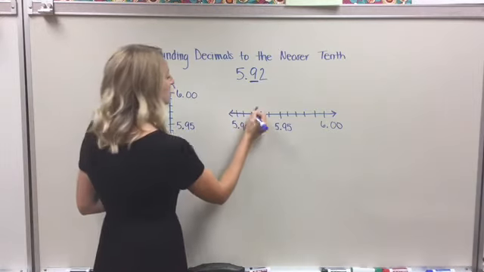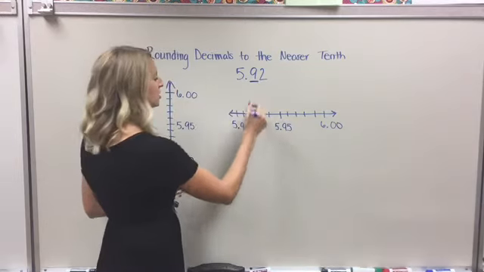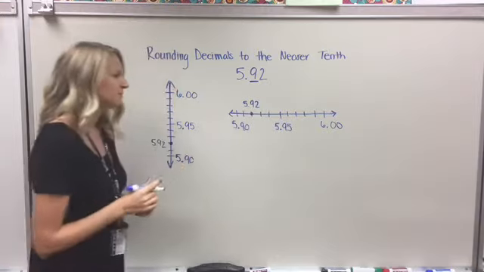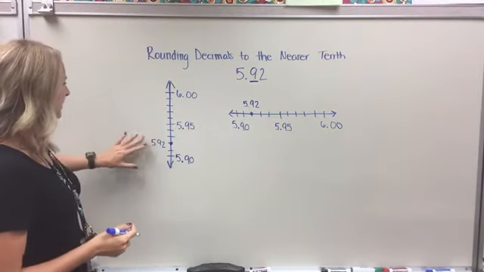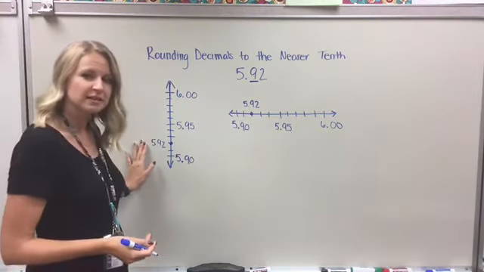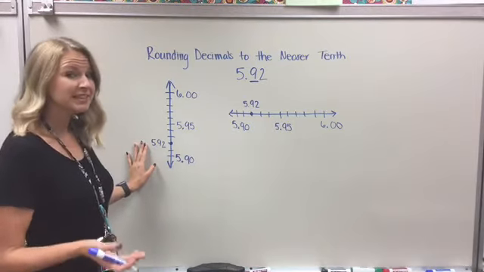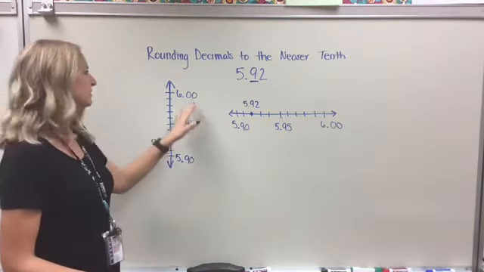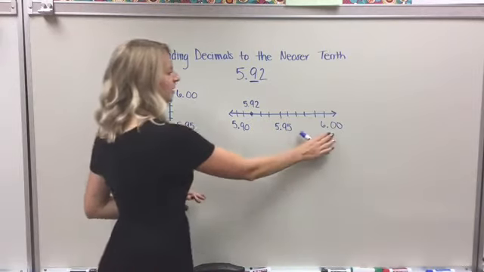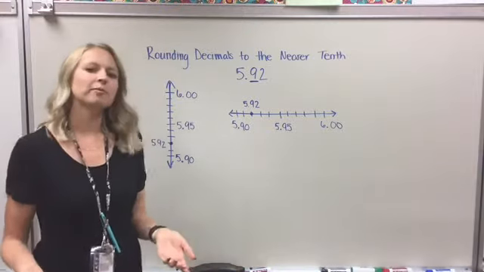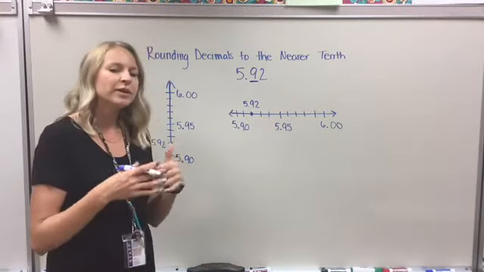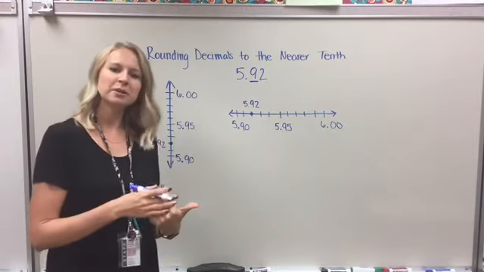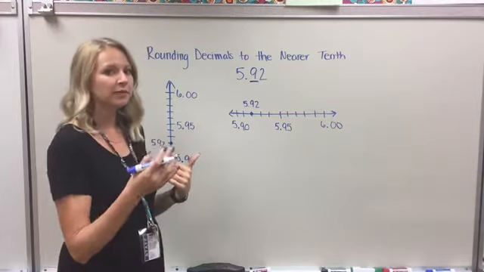And over here on my horizontal number line, 5 and 92 hundredths would be 2 tick marks past 5 and 90 hundredths. Now that I can see where 5 and 92 hundredths is located on the number line, it's really easy for me to see that it's much closer to 5 and 90 hundredths than it is to 6 on each of my number lines. And that's what we're doing when we're rounding. We're looking to see which endpoint our point is located closest to, because that will help us determine if we need to round down or round up.